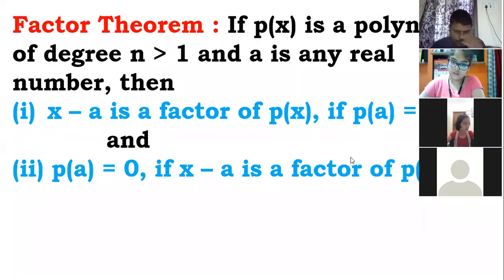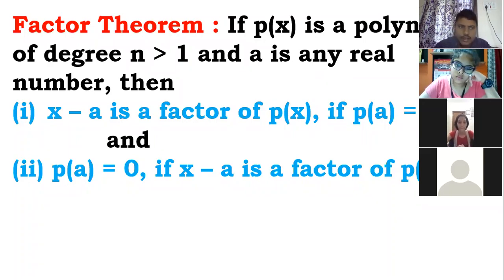Look here, children. Two things are there. Stop writing. P of x is a polynomial; they will not write anything, just indicate it as p of x. Degree is more than 1, that means degree 2, degree 3, degree 4. Understand? x square, x cube, x power 4, x power 5, like that. And a is a real number. Real number means any number, not a root, whatever you can substitute.